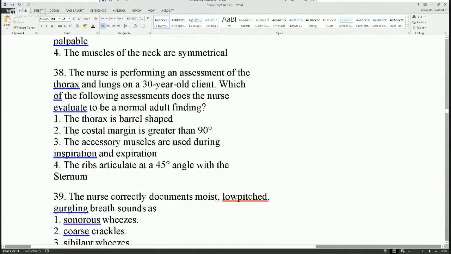Erin! The nurse is performing an assessment of the thorax and lungs on a 30-year-old client. Which of the following assessments does the nurse evaluate to be normal adult findings? Four. It is 4. Look at you. You guys are rocking this. The thorax is generally slightly elliptical in shape, and although the barrel-shaped chest may be normal in the infant and older adult, the costal angle should be less than 90 during exhalation at rest.